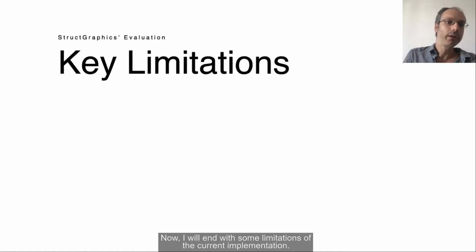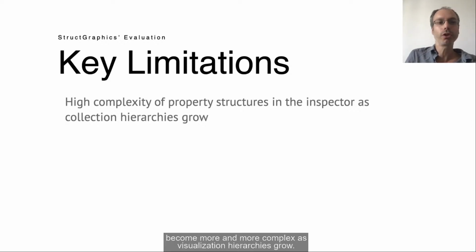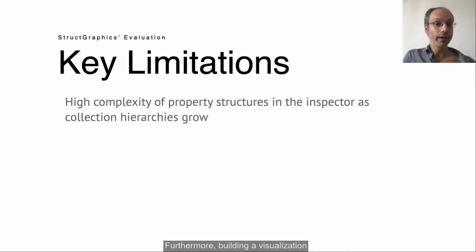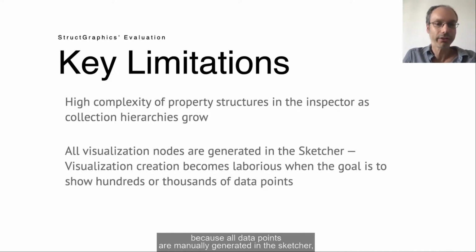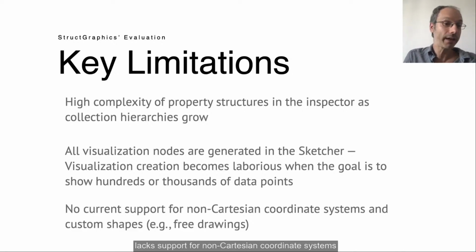Now, I will end with some limitations of the current implementation. First, property structures in the inspector get complex as visualization hierarchies grow, and we need to improve the user interface to deal with this complexity. Furthermore, building a visualization with a large number of data points can be time-consuming because all data points are manually generated in the sketcher, and a solution is to allow users to populate new data points from the tables in the spreadsheet directly. So you have probably noticed that StarGraphics lacks support for non-Cartesian coordinate systems or custom primitive shapes, which are future goals.